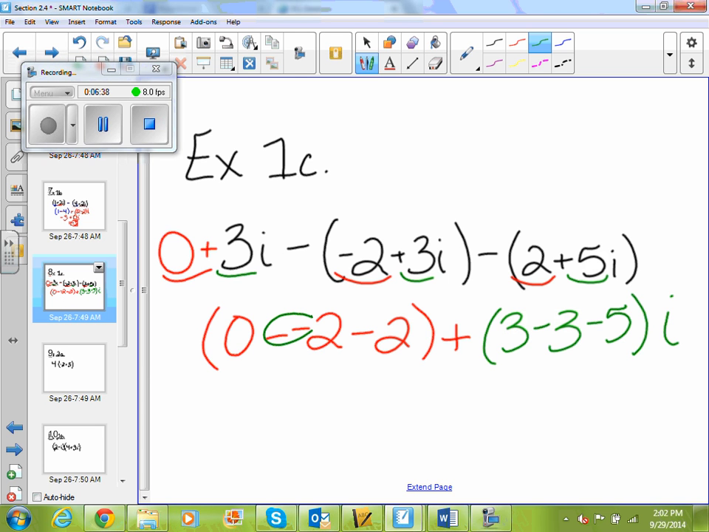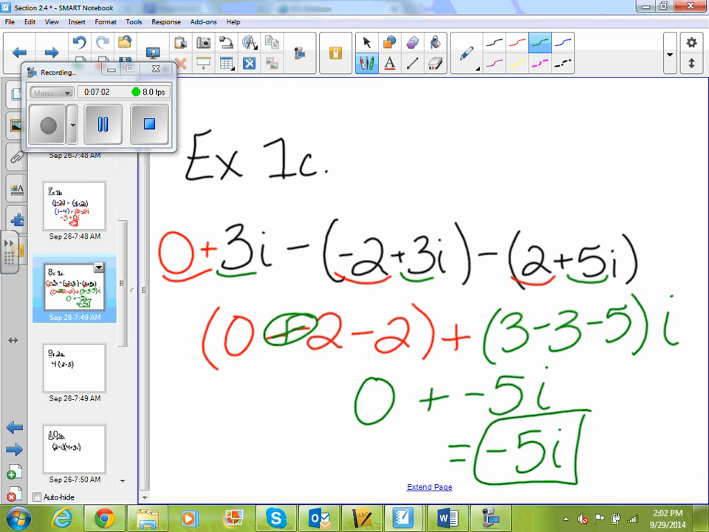Okay, so this minus and negative simplifies to a plus. So I get 0 + 2, which is 2, minus 2, which is 0. So I end up with 0 total. Plus 3 - 3 is 0, minus 5 becomes -5i. And so this totally simplifies to -5i, because you don't have to write the 0.